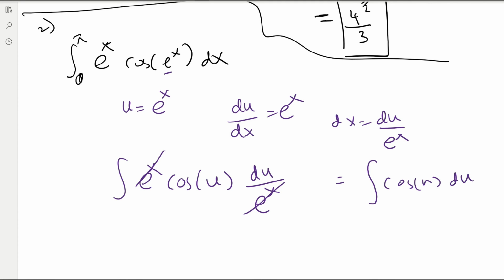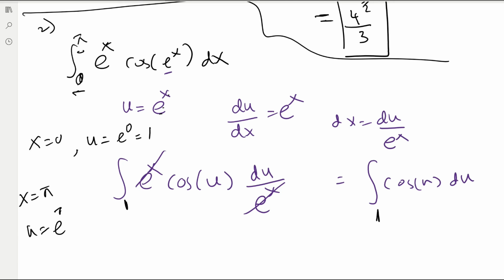Now at the same time, you want to change the limits, right? These limits, again, as I said, belong to x. So if x is 0, what is u? So if x is 0, u is going to be e to the 0, right? When you substitute 0 for x, it's e to the 0, and that's 1. So the lower limit is 1. Now when x is equal to pi, u is e to the pi. Now that's kind of weird, but that's okay. I'm going to say it's e to the pi.